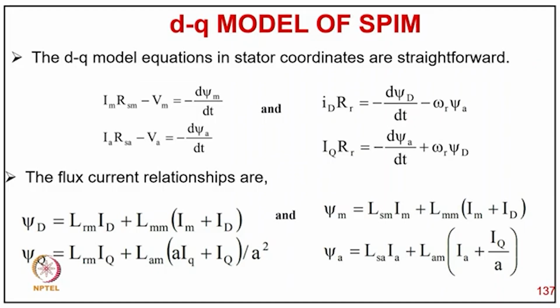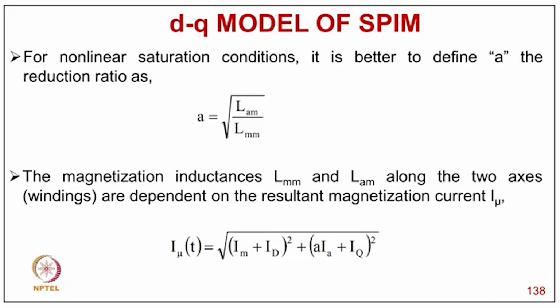So the flux relationship here is phi d, the rotor flux, will be LRM ID plus LMM in bracket Im plus Id, and phi q will be LRM Iq plus LAM in bracket Ia/a plus Iq divided by a square, and phi m, the main flux linkage, will be phi m equals LSM Im plus LMM Im plus Id, and phi a equals LSA Ia plus LAM in bracket Ia plus Iq upon a. So these are the fluxes with the four windings: two on the stator, M and A, and D and Q windings on the rotor equivalent.